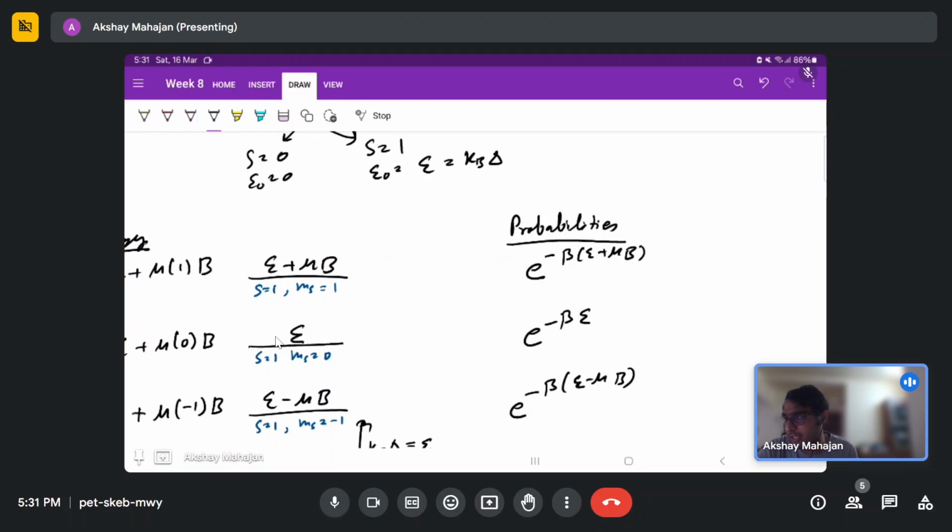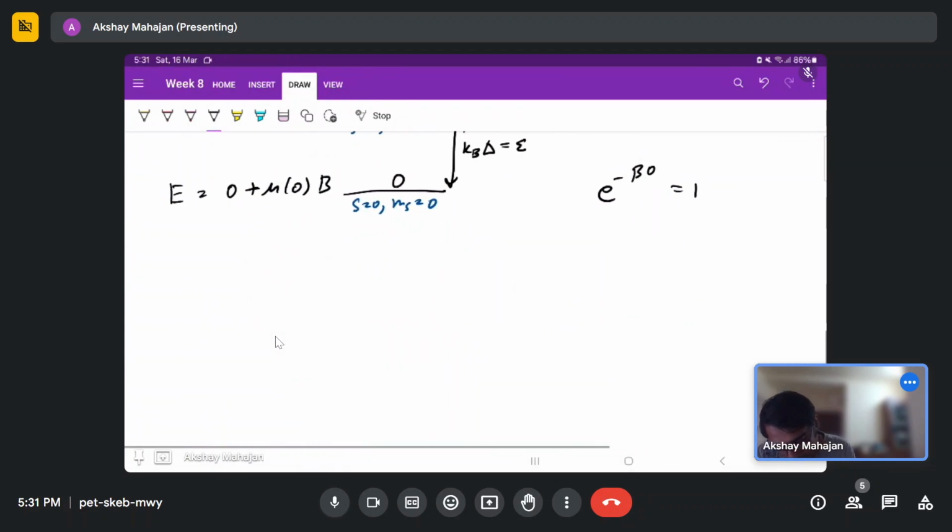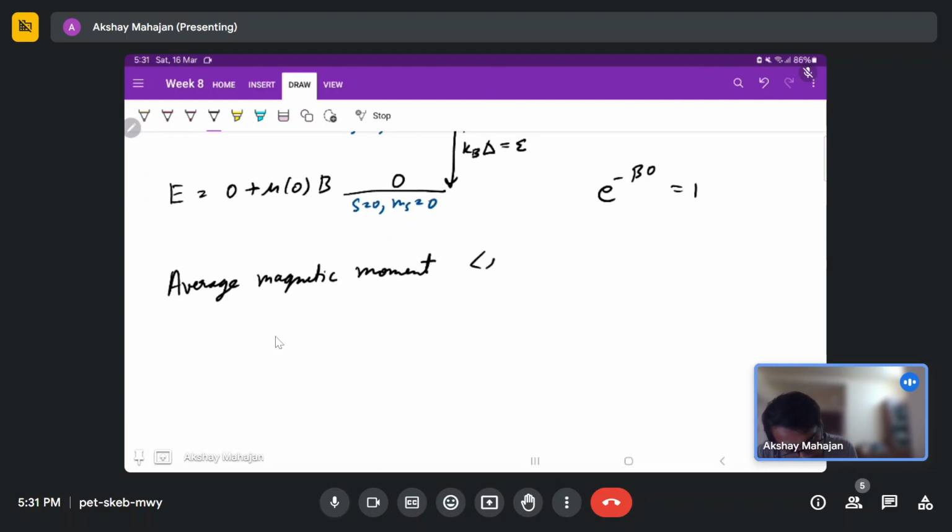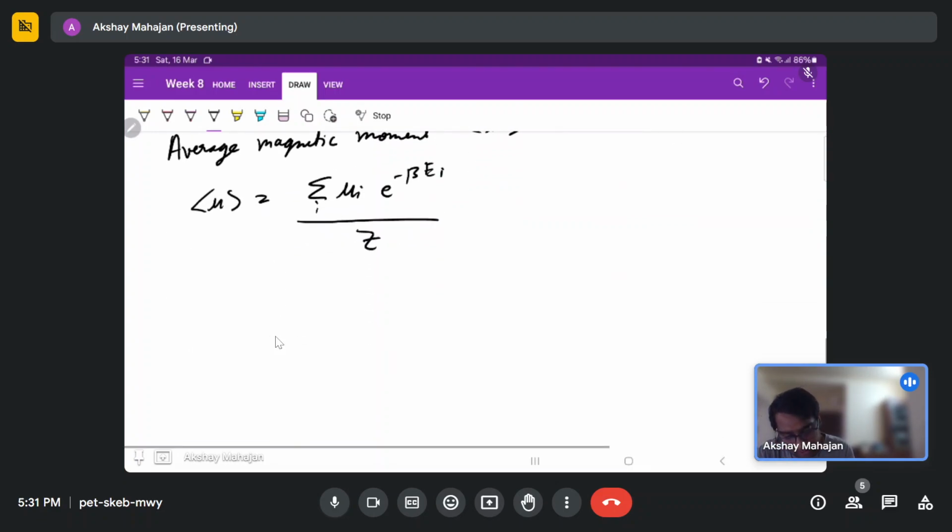So the average magnetic moment. This average magnetic moment, mu, will be equal to the summation over i of mu_i times e to the power minus beta E_i, divided by Z, where Z is our partition function. This is our partition function.